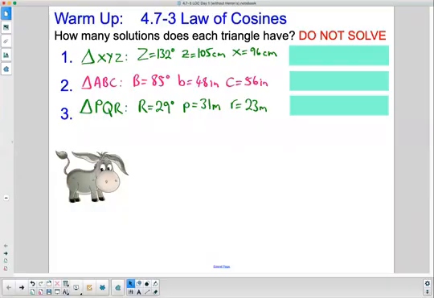So 4.7 day 3, Law of Cosines. So on day 3 of chapter 4.7, today we're going to be looking at the law of cosines, but first of all, here's your warm-up.